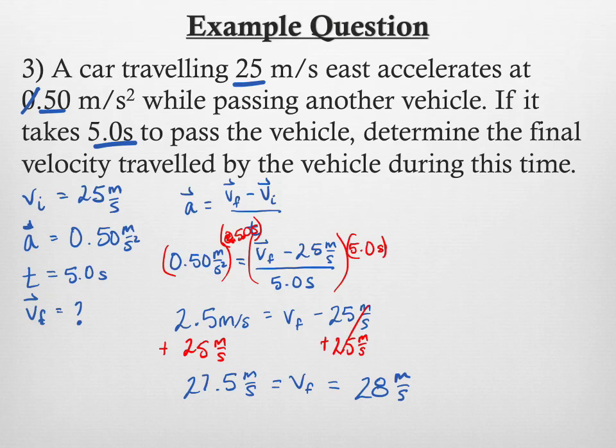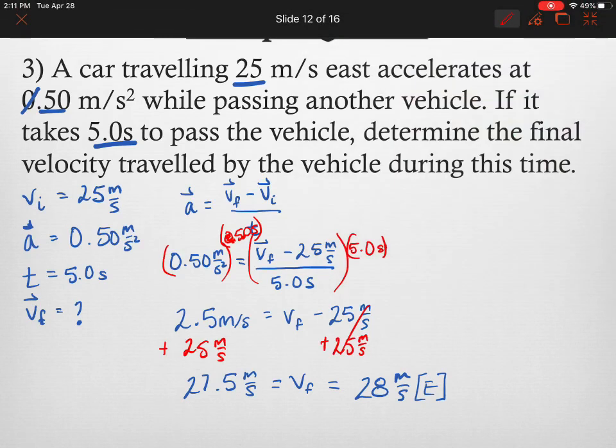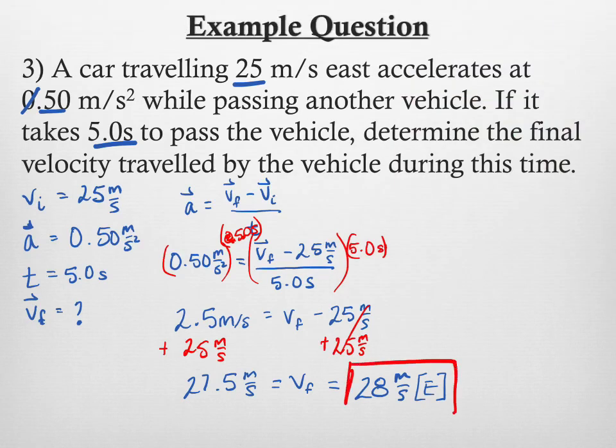And we need our direction, which again, here we have something traveling east, then accelerating while passing the other vehicle. So it's speeding up, right? So therefore, this is also going to have to be east because it's speeding up to the east. So obviously, there you go. So it's east. All right, we got it. That's our final answer.